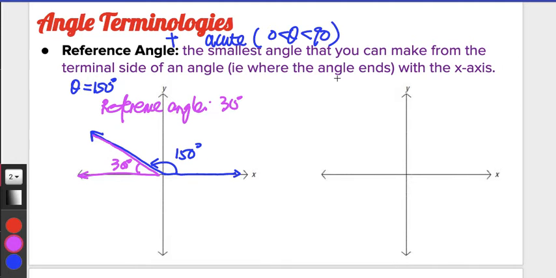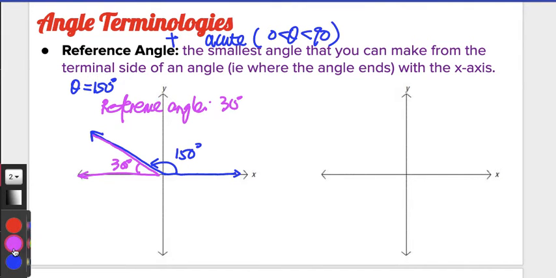So far, what you need to understand is the relation between 150 and its reference angle. In the future, you will see why we have to mention the reference angle once we start the introduction of the trigonometry functions. Okay, let's check the next example.